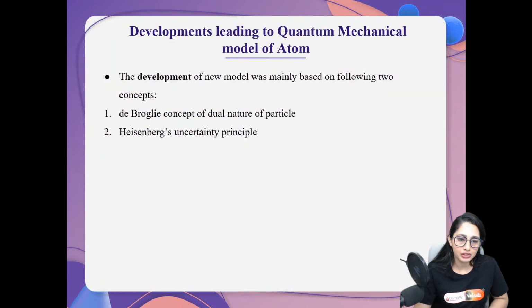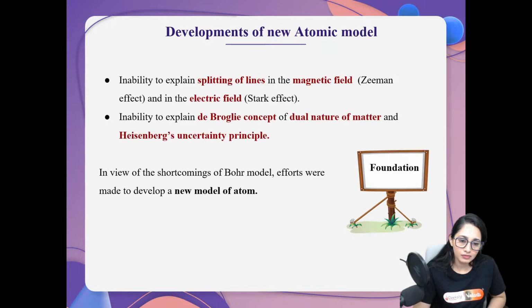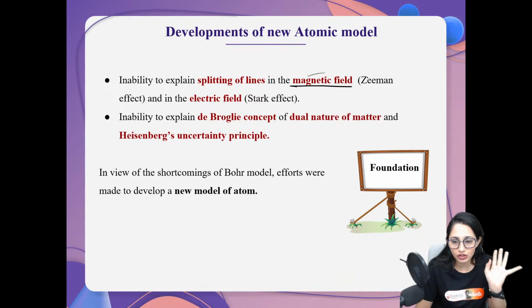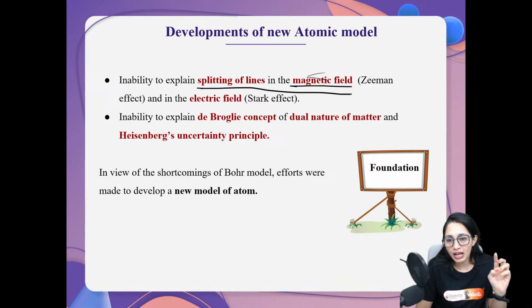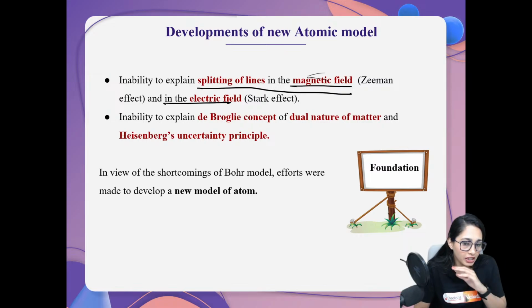Let me show you here. See, inability to explain splitting of lines in the magnetic field and in electric field. So splitting of lines in magnetic field is called Zeeman effect, and splitting of lines in electric field is called Stark effect. It could not explain that. And de Broglie concept, it could not explain. Heisenberg uncertainty principle, it could not. Okay.